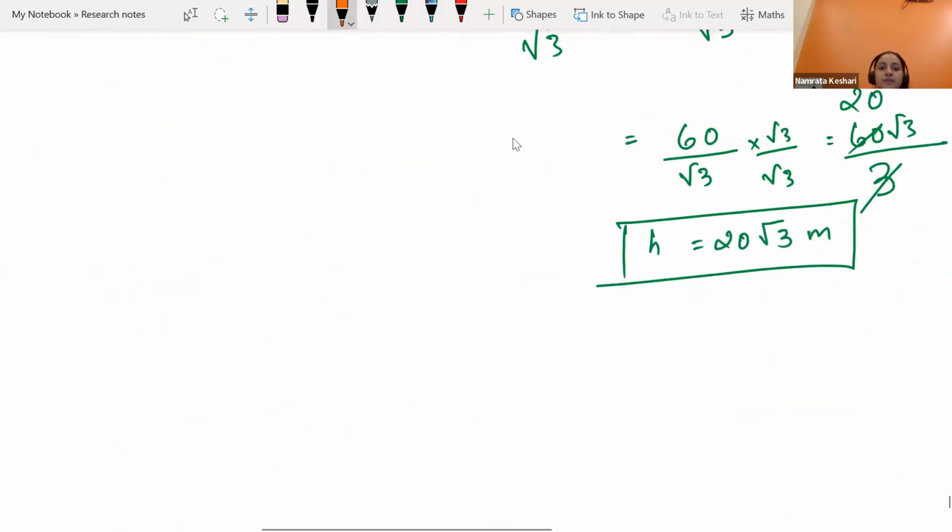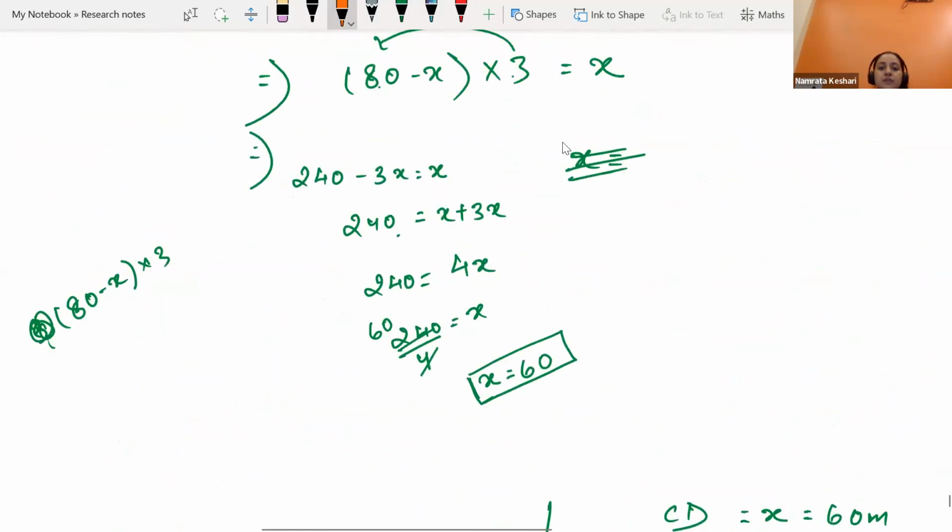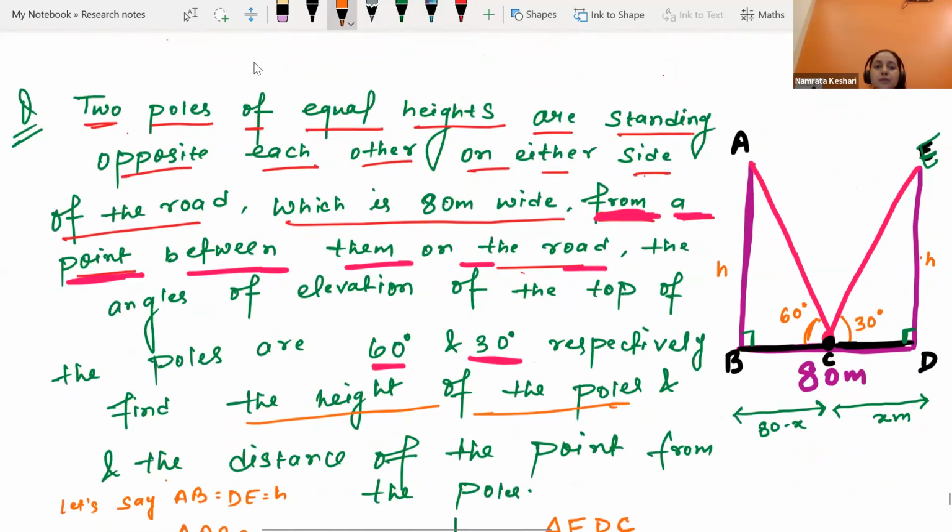Ma'am, why did you take tan 60? Because we know this height, and this height and that height are the same. So somewhere height is involved. And we know the total distance between both the poles is 80 meters. So somewhere distance is involved. That's why this height and this distance, these two are involved over here.